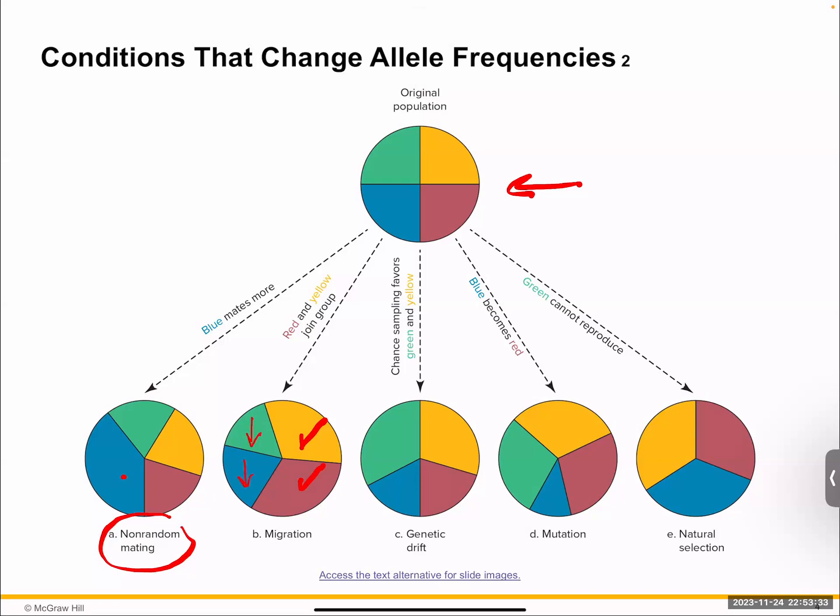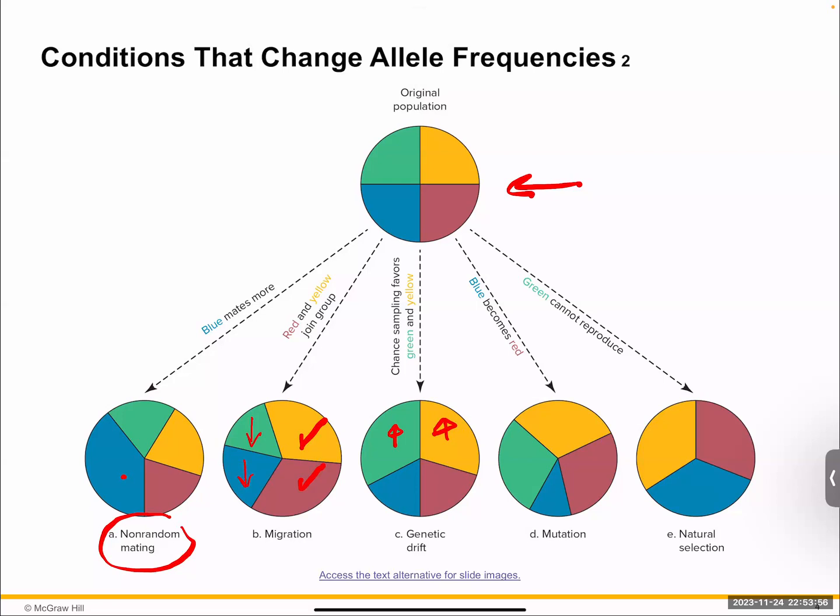The third one is genetic drift, which I'm going to expand on more. This relies basically on random chance to affect the population. In this case, the upper hand was given to green and yellow, causing those populations to thrive in that environment and increase reproduction. Therefore, the allele frequency has increased.